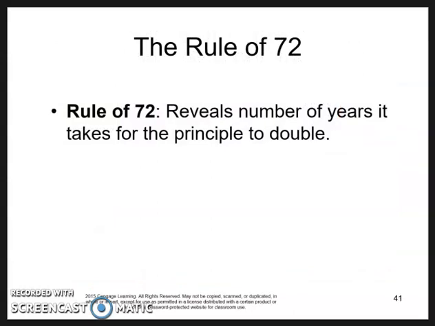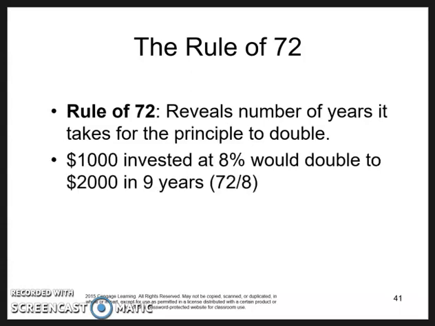Rule of 72. Rule of 72 tells you how long it takes for the principal of the investment to double. In our previous example, our principal started out at $10,000. So for example, $1,000 invested at 8% would double in 9 years. You take 72 and divide it by the interest rate, and that'll give you the number of years that it would take to double.